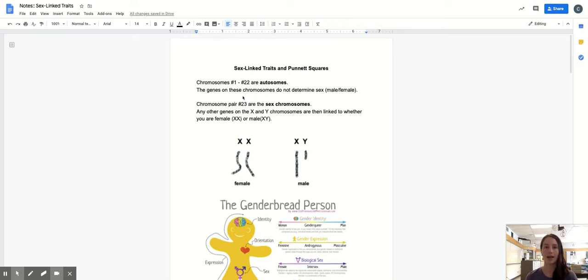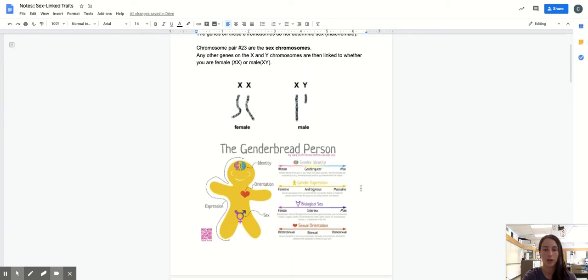So any other genes on the X and Y chromosomes are linked to whether you're male or female based on the pairing of chromosomes that you have. And I want you to just have a look at the X and the Y chromosomes here. Look at how long this X chromosome is. It has a lot more genes on it than the Y chromosome. The Y chromosome is quite short. It only has a few genes on it.